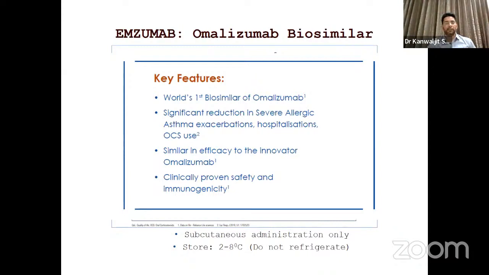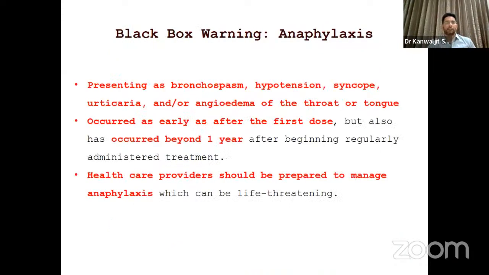It significantly reduces severe allergic asthma exacerbations, hospitalizations, and the use of oral corticosteroids. It is similar in efficacy to the innovator omalizumab, and it is clinically proven safe. It is given subcutaneously, and it is stored at 2 to 8 degrees centigrade. So what are the black box warnings?